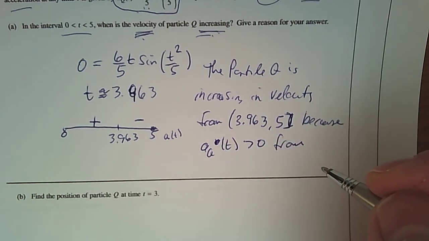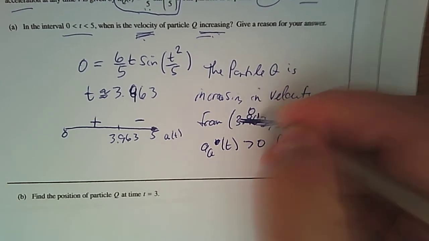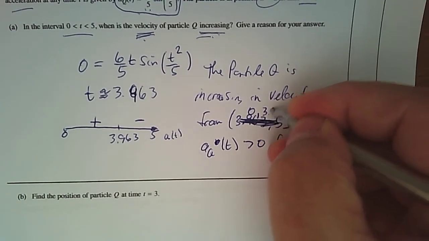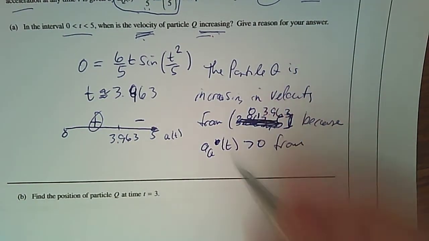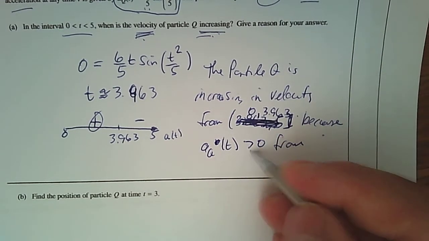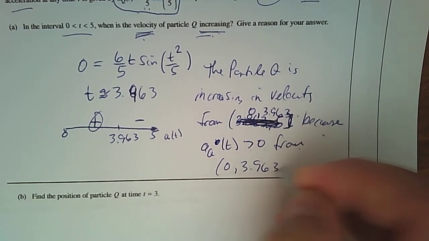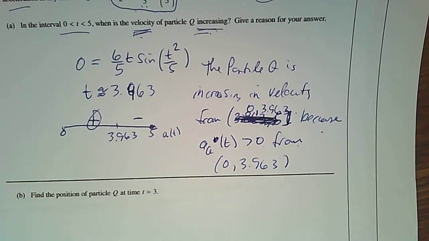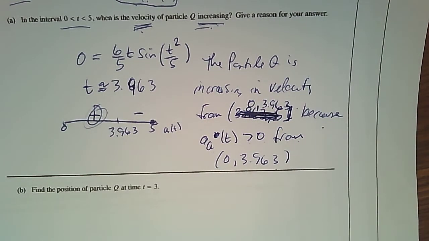Why is it increasing? Let's try it again. It's increasing from 0 to 3.963. Positive. So it's increasing from 0 to 3.963 because the acceleration is greater than 0 from 0 to 3.963. So from 0 to 3.963, because the acceleration is positive, that means that the velocity is increasing. You're given a reason for it, not just doing a number line with plus and minus. Okay.